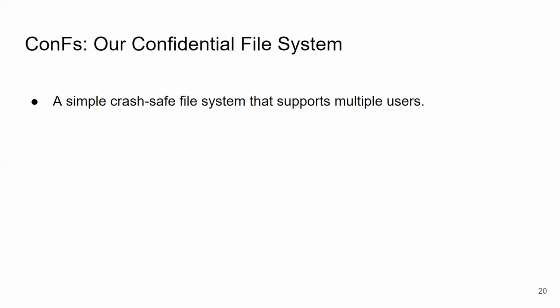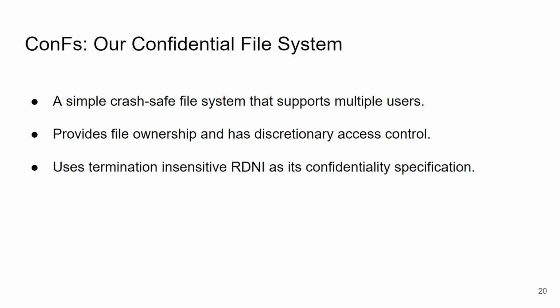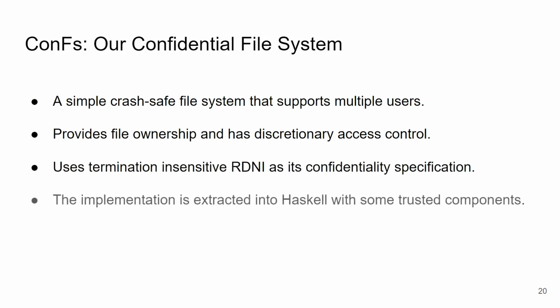To demonstrate Conform's capabilities, we implemented Confess. Confess is a simple crash-safe file system that supports multiple users. It provides file ownership and has discretionary access control. It uses termination-insensitive RDNI as its confidentiality specification, and the implementation is extracted into Haskell with some trusted components.